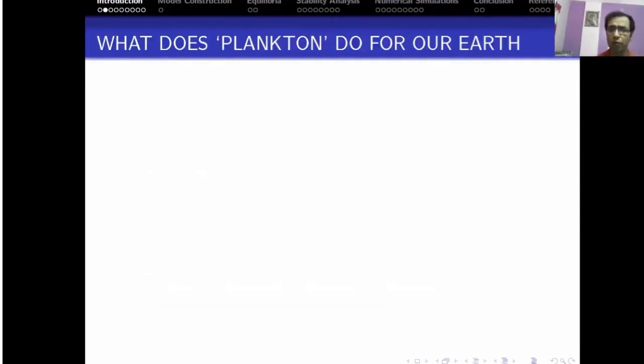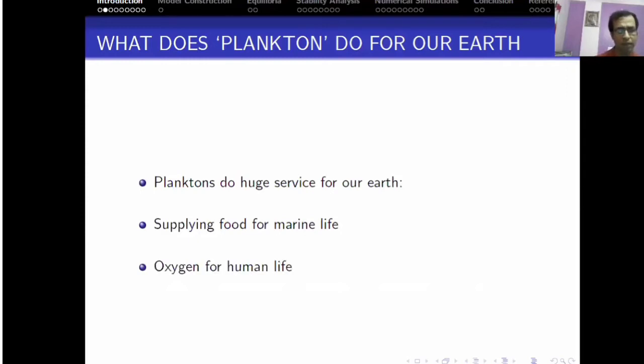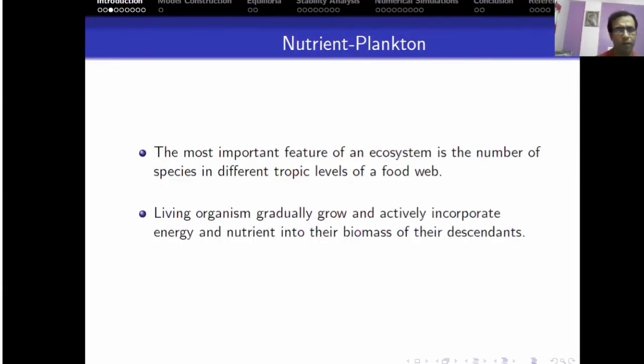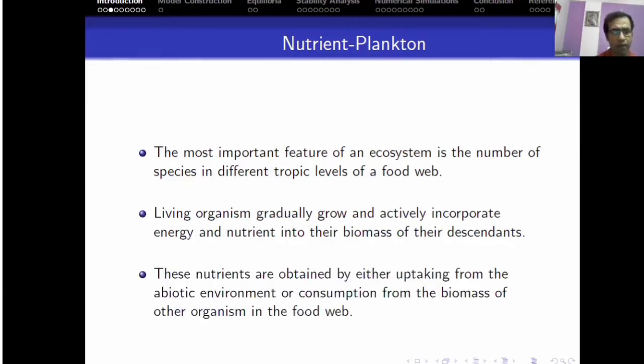So what does plankton do for our Earth? Plankton do a huge service for our Earth, like supplying food for marine life and oxygen for human life. One of the most important features of an ecosystem is the number of species in different trophic levels of a food web. Also, living organisms gradually grow and actively incorporate energy and nutrients into the biomass of their descendants. These nutrients are obtained either by uptake from the abiotic environment or by consumption of the biomass of other organisms in the food web.